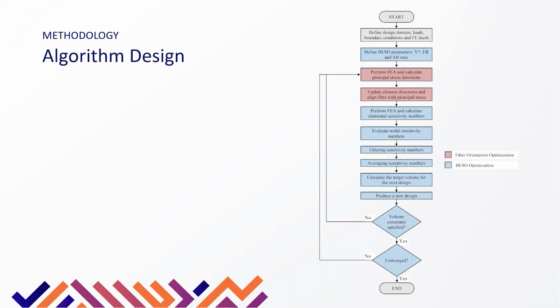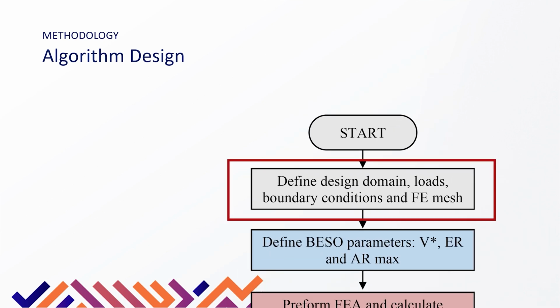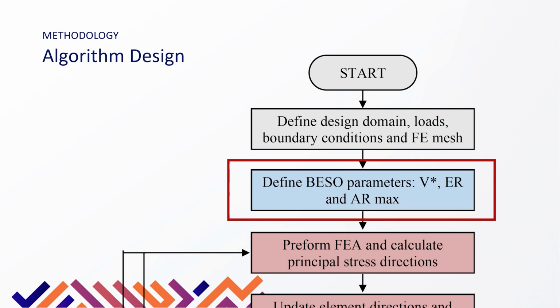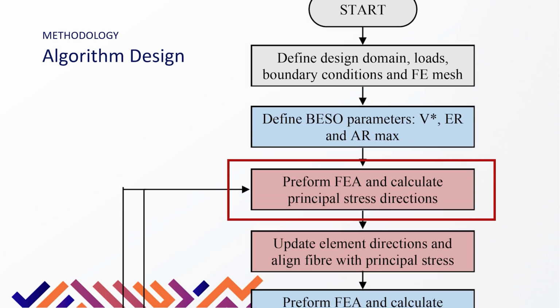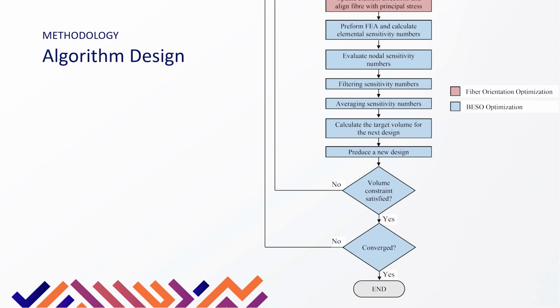This flowchart shows us how BESO for 3D printed FRPs works. At first, we start by defining the design domain, loads, boundary conditions, and the finite element mesh. Then, we define the optimization parameters, such as the evolutionary rate, the filter radius, and the target volume. Then, to account for the mechanical properties of the orthotropic material, we need to optimize the fiber orientation. To do that, we need to perform a finite element analysis and calculate the principal stress directions in each element. Then, update the material direction in each element to be in line with the principal stress direction. Then, after optimizing the fibers, the algorithm will proceed with a regular BESO optimization.